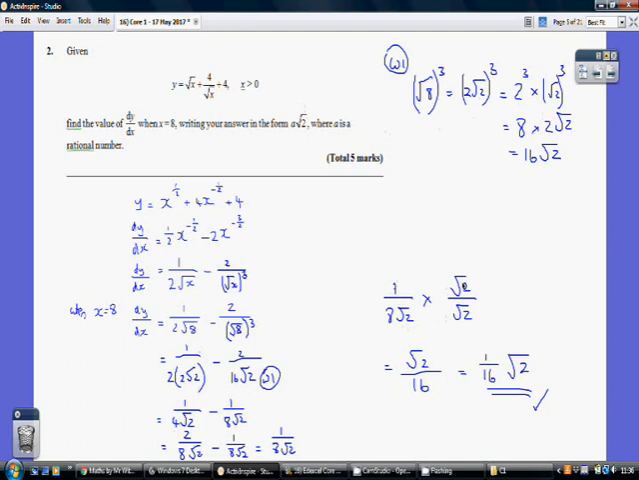So that gives me top times top, bottom times bottom. One lot of root 2 is root 2. Root 2 times root 2 is 2. 2 8s is 16. So I'm left with root 2 over 16. So to write this in this format here, that is a 16th of root 2.